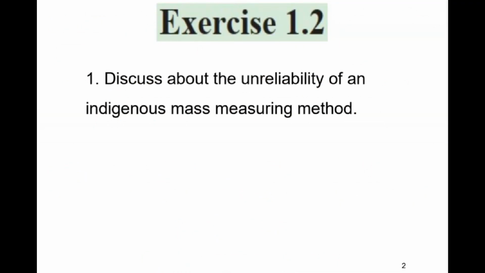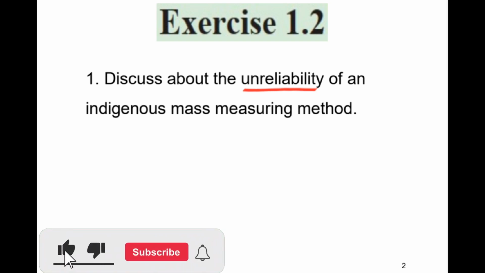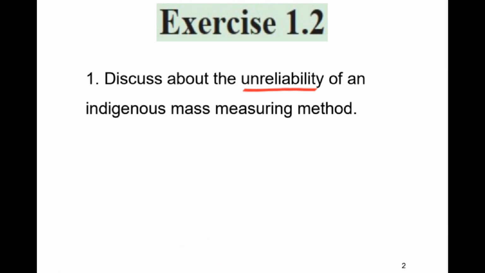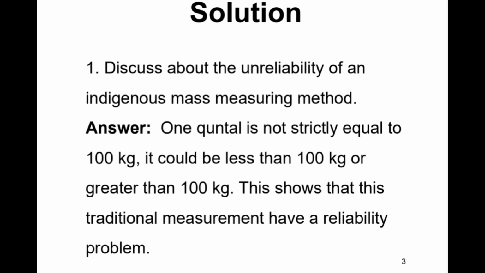So question number 1, discuss about the unreliability of an indigenous mass measuring method. ስለ ሀገር በቀል የጅምላ መለኪያ ዘዴ የአስተማማኝነት ችግር ተወያዩ ነው የተባላችሁት። Remember, in our previous discussion, we have learned that the indigenous measuring methods have unreliability problem, right? And in this question, you are asked to discuss these issues that is related to indigenous mass measuring method.